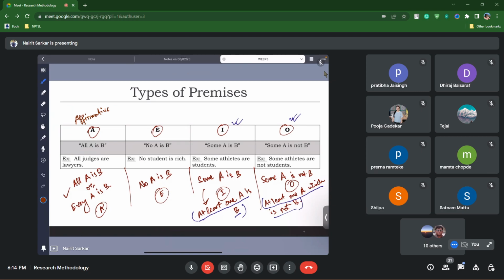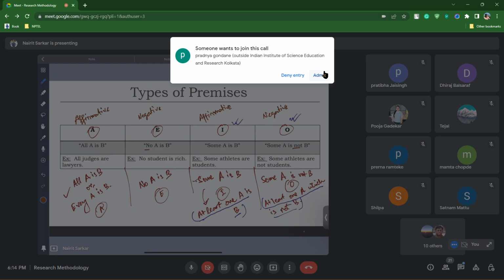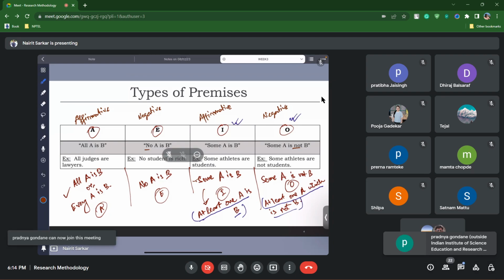This is negative. Same. This is affirmative. This is negative because of "not." Okay, "no" and "not." So A, E, I, O. Here, some A is B means there is at least one A which is B. And when I say that some A is not B, that means there is at least one A which is not B.